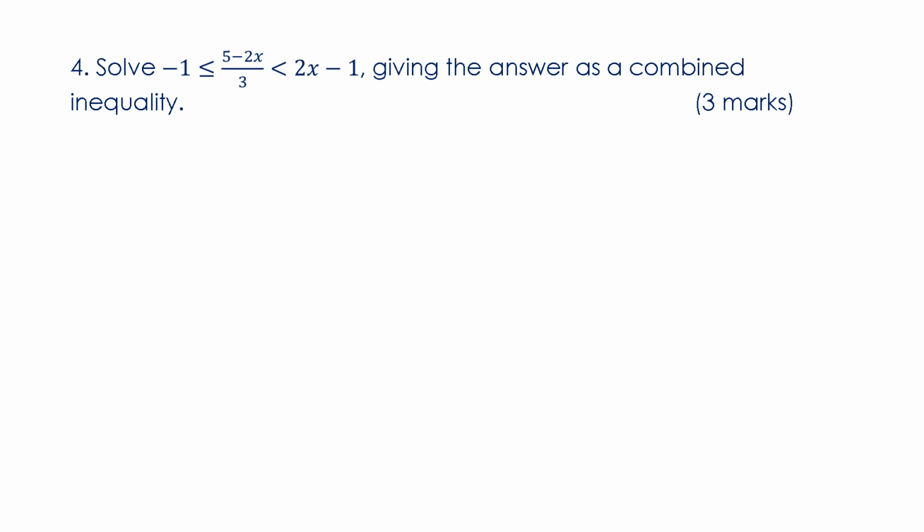Question 4, you are asked to solve this linear inequality in form 2: -1 less than or equal to (5 minus 2x) over 3, less than 2x minus 1. Then give your answer as a combined inequality.